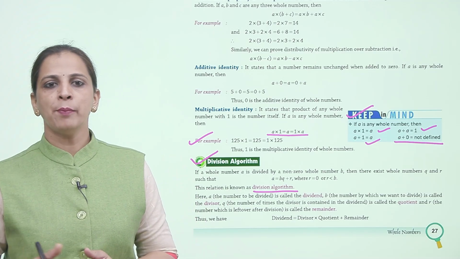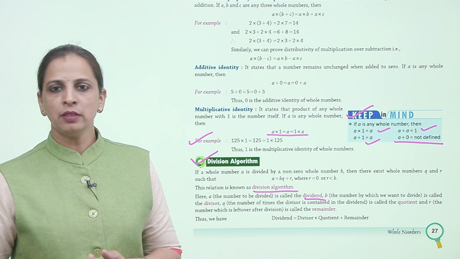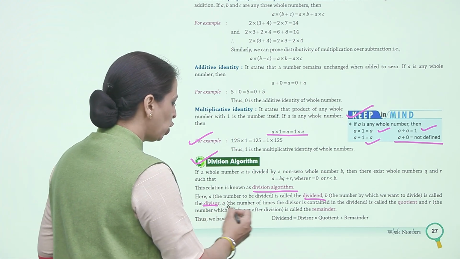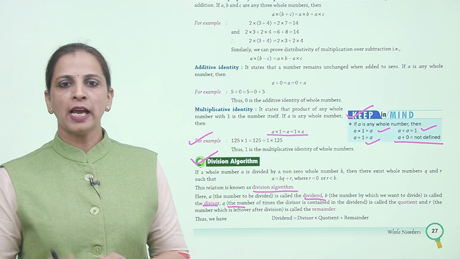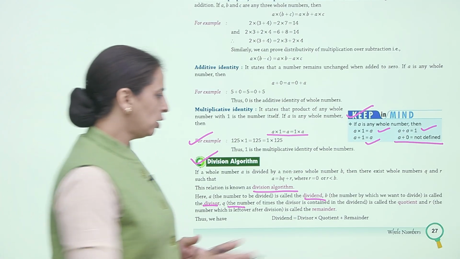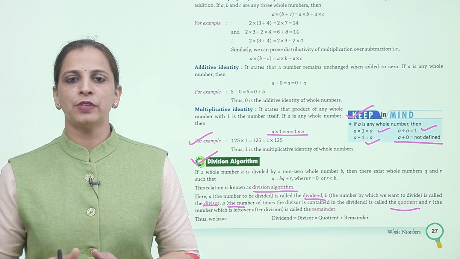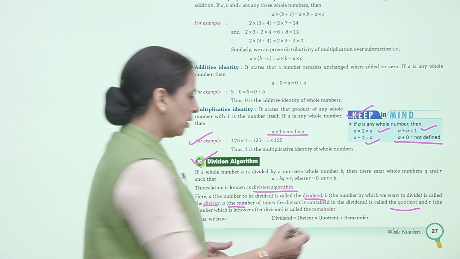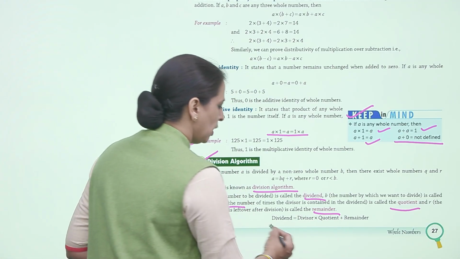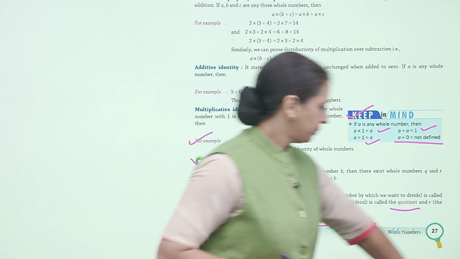Here a, the number to be divided, is called the dividend. b, the number by which we want to divide, is called the divisor. q, the number of times the divisor is contained in the dividend, is called the quotient. And r, the number which is left over after division, is called the remainder. Thus, we have dividend is equal to divisor multiplied by quotient plus remainder.